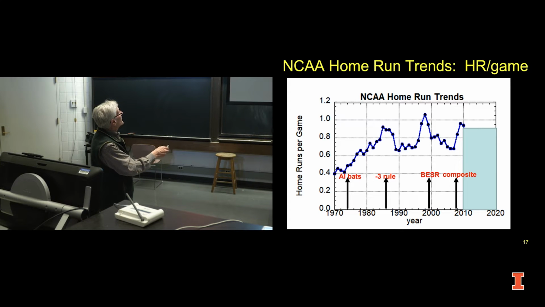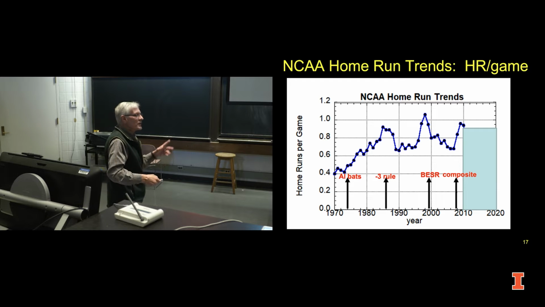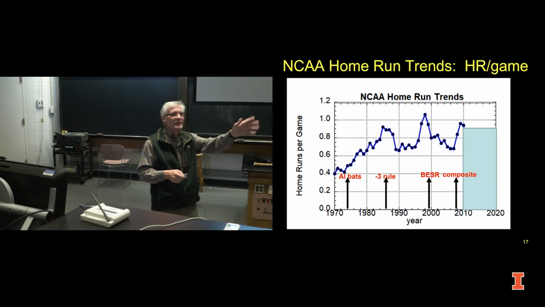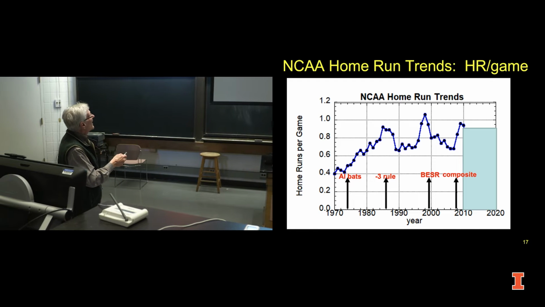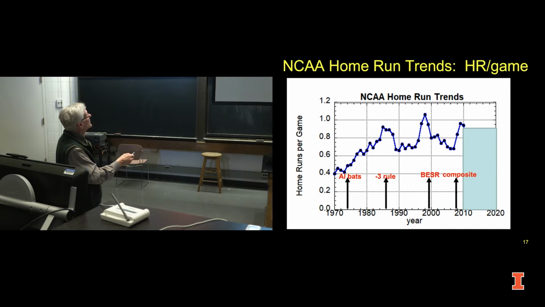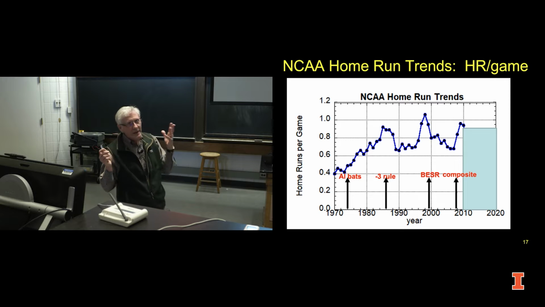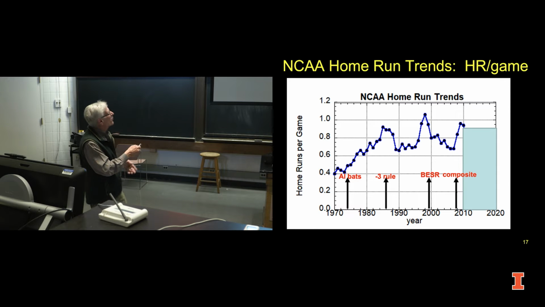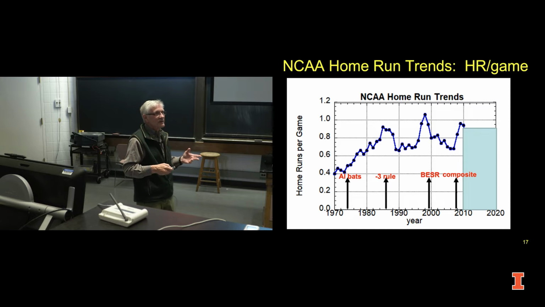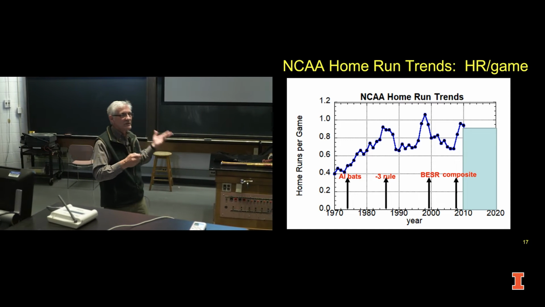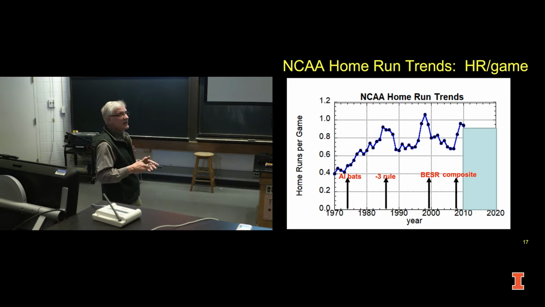Home runs per game rose. Then they imposed the -3 rule. I won't go into it, those of you who may know, okay? And then it decreased, and then it started to increase again when batters became used to that. And they had a new standard called the BESR, Ball Exit Speed Ratio Standard. That sort of worked for a while. And then composite bats were introduced in the late 2000s, okay, 2008 or 9, and things started to rise again.